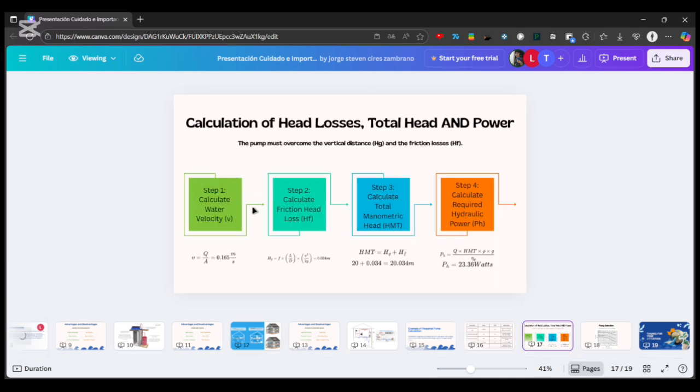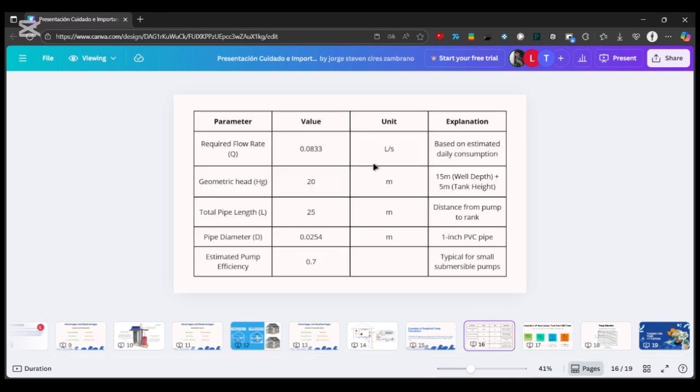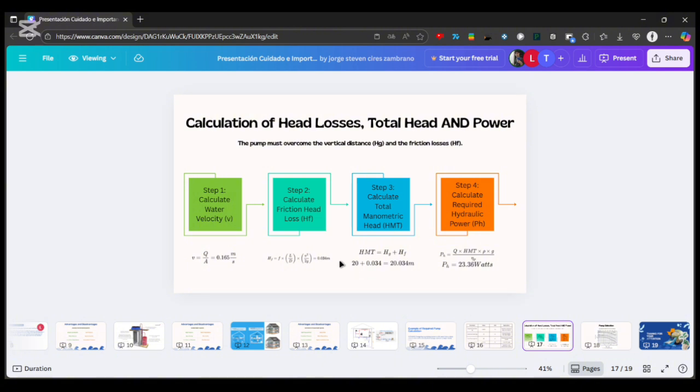There are four steps. The first step is to calculate water velocity with this equation. Step 2 is to calculate friction head loss with this equation. Step 3 is to calculate total manometric head, which is the geometric head plus the friction head loss, and this results in this value. Step 4 is to calculate the required hydraulic power.